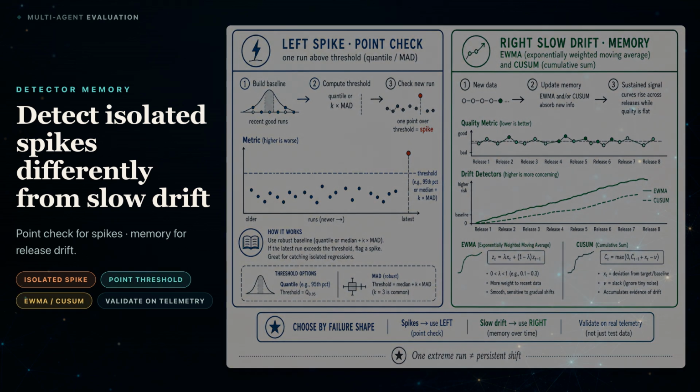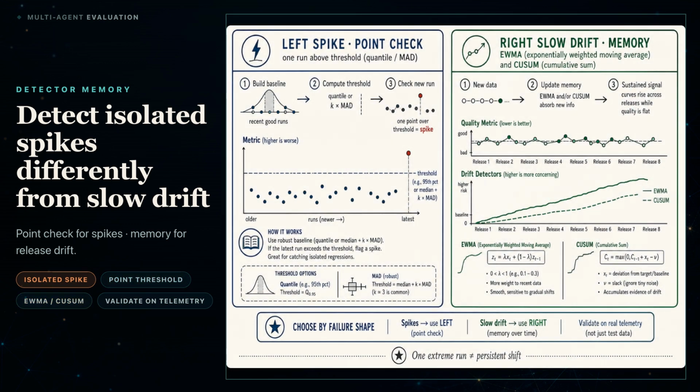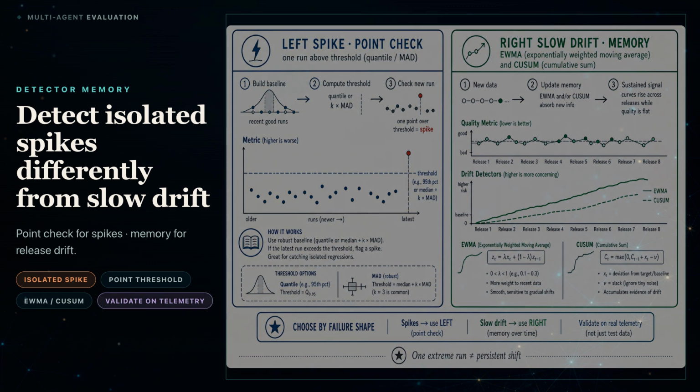Slow drift needs memory. An exponentially weighted moving average, or EWMA, gives recent observations more weight while preserving history. A cumulative sum, or CUSUM, accumulates small departures across runs. Both can expose a release-by-release rise that no single request makes obvious. Detector choice should follow the failure shape and the operational cost of false alarms or missed drift. One extreme run may deserve observation. A rising median across several releases deserves investigation, especially if outcome quality stays flat. These methods illustrate useful shapes, not plug-in guarantees. Choose and validate them against the actual telemetry distribution.